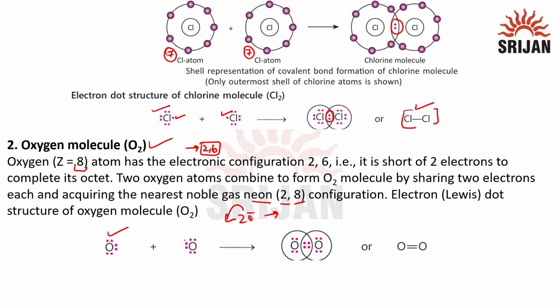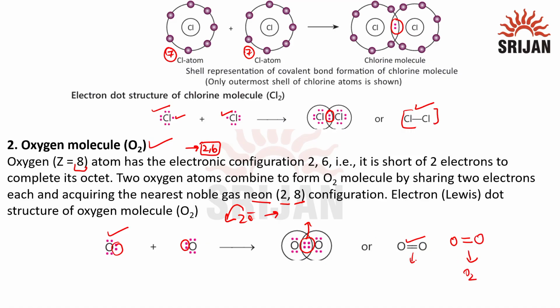So what happens? Both the atoms of oxygen share 2 electrons from each side. Mutual and equal sharing of electrons is happening here. So 4 electrons are shared in the bond, and hence a double covalent bond, you can see here, is formed between oxygen atoms, that will result in the formation of the oxygen molecule.